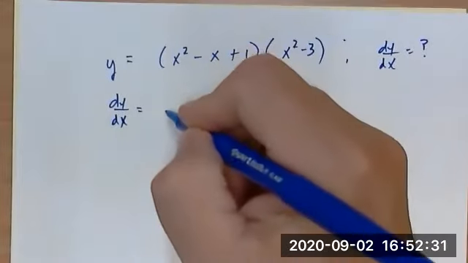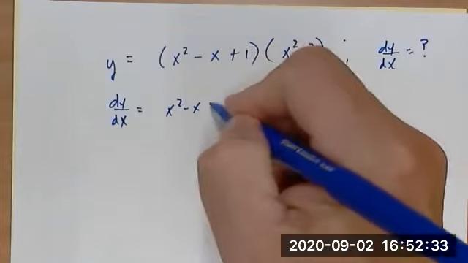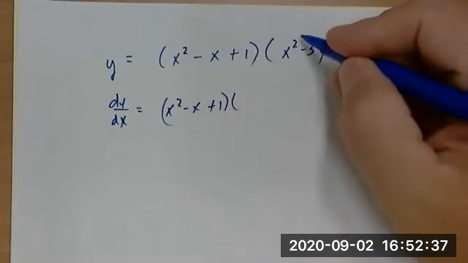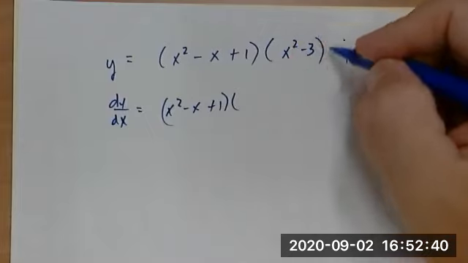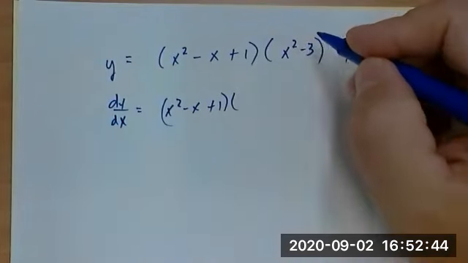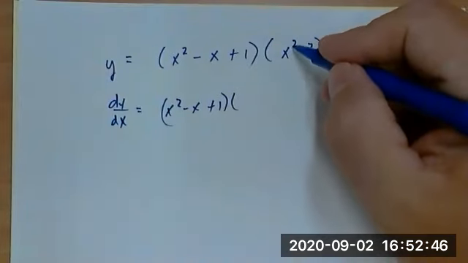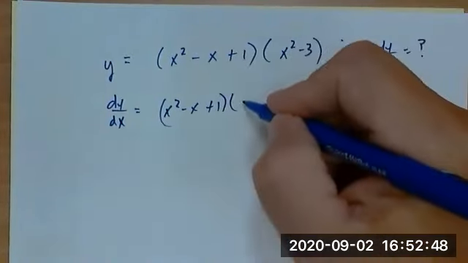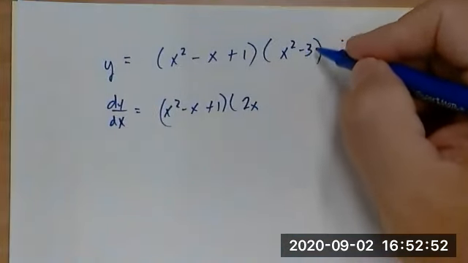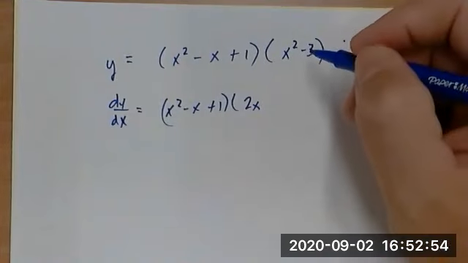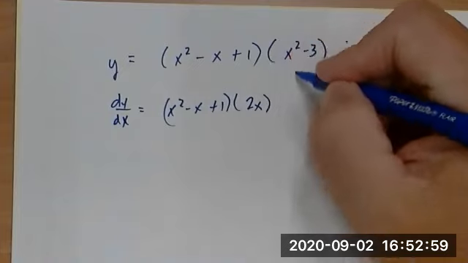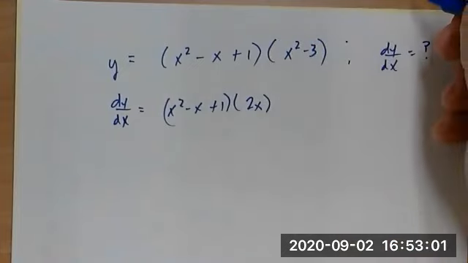So I'm going to write down the first times the derivative of the second. So now I take the derivative of what's inside the parenthesis. I've got two terms here. So if I'm going to take the derivative, I do them one at a time. What's the derivative of x squared? Well, it's 2x. What's the derivative of minus 3? Well, minus 3 is a constant. Derivative of a constant is just 0. So actually, the derivative of this parenthesis is just 2x.